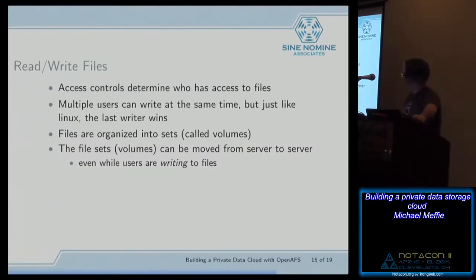So we have access control lists to say who can do what to what files. They're pretty basic. You can say who can read files, who can write to files, who can execute, who can do lookups. You can have multiple people writing to files in the same directory. Like, you can have people on different machines writing to the same directory at the same time. And if you do that, what happens?